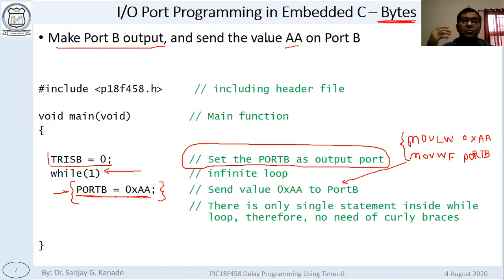But what if I want only a single bit to go to some pin of the port? You remember we have solved this kind of question. We only sent a single bit, or we toggled a single bit also. For that, we used bit operated instructions like BCF, BSF. How do we do that same kind of thing in embedded C?